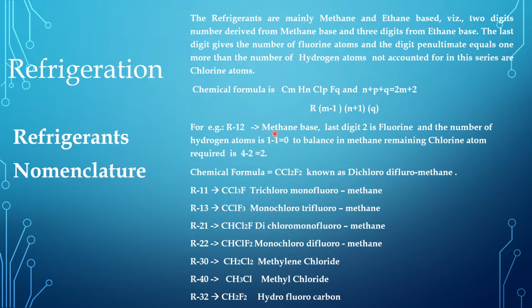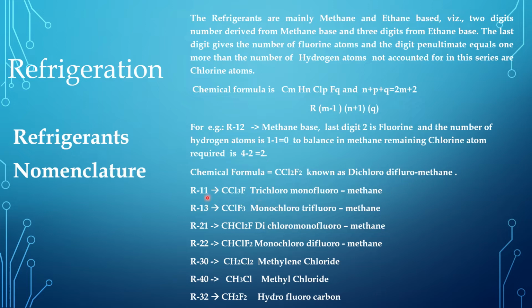It is a 2-digit number, so it is methane base. The last digit is 2, so that is fluorine, and the number of hydrogen atoms, the penultimate digit is 1, N plus 1. So 1 minus 1 is equal to 0, which we require because N is equal to 1 minus 1. So the hydrogen atom count is 0. The balance is the chlorine atom. Methane has CH4, so the chlorine atoms required are 4 minus 2, which is equal to 2. So R12 is CCl2F2. That's known as dichloro-difluoromethane.